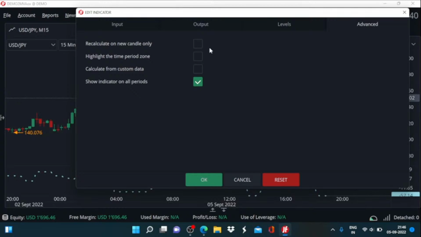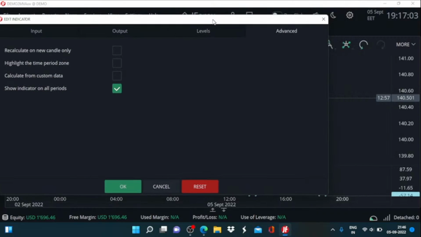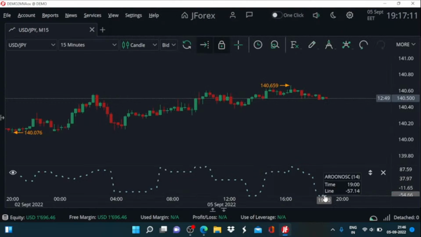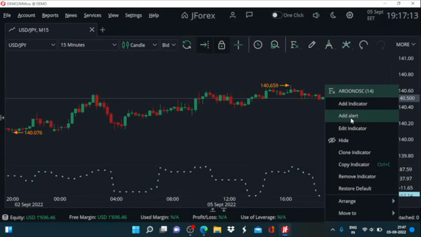There is not much on the level side. Under advanced editing options, we can opt for recalculate on new candle only. In that case, the output of the current candle will remain constant throughout the current candle period. But whenever a new candle takes shape, we will have the output newly defined, and that will be the output value for that given time period of the candle. Highlight the time period zone: whatever the calculation period is, it will be highlighted.